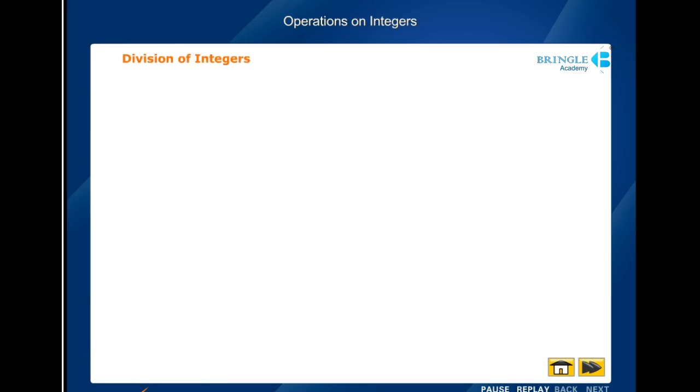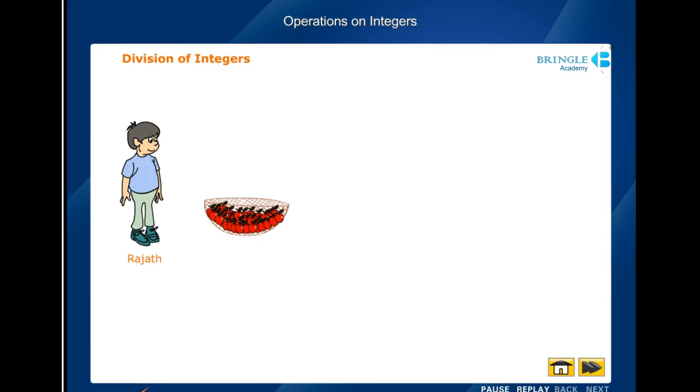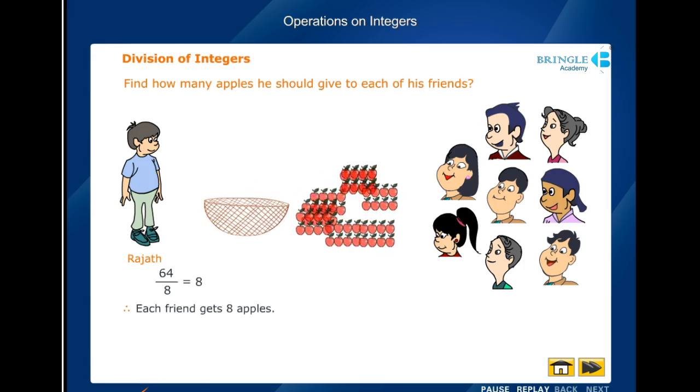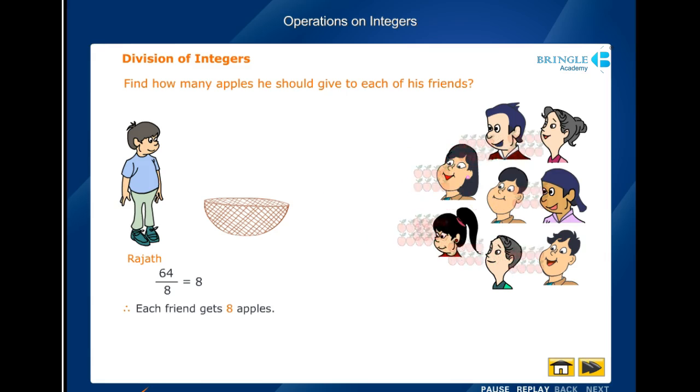Division of integers. Rajat has 64 apples with him. He wants to share it equally among 8 of his friends. Shall we find out how many apples he should give to each of his friends? The number of apples is 64. Number of friends is 8. 64 divided by 8 is equal to 8. Therefore, each friend gets 8 apples.